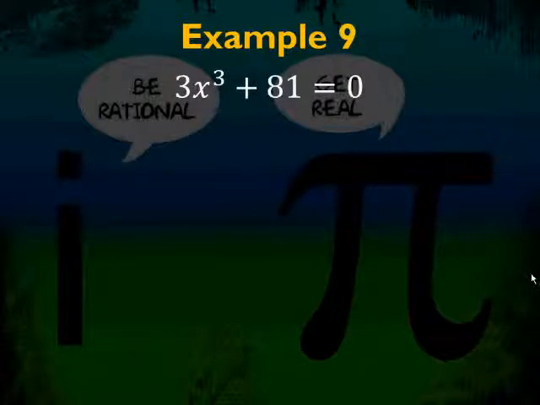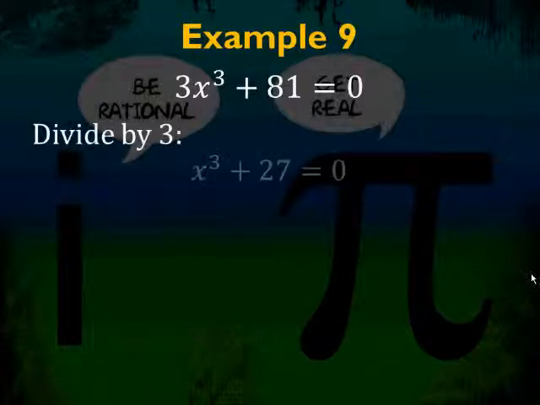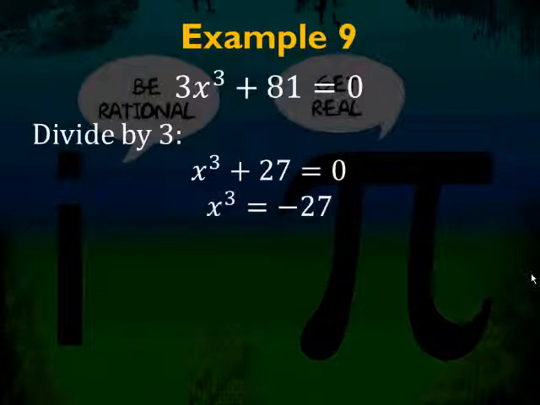Example 9. 3x cubed plus 81 equals 0. Go ahead and simplify this if you can and see what you get. Divide by 3, you get x cubed plus 27 equals 0. So we have x cubed equals negative 27, and since we have an odd root, we will have one solution, which is negative 3. Negative 3 cubed is negative 27.